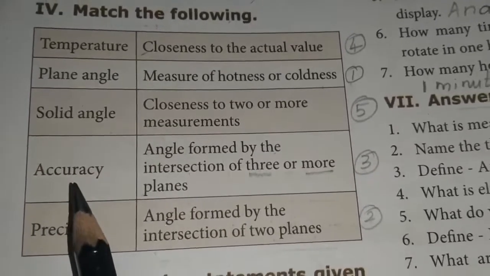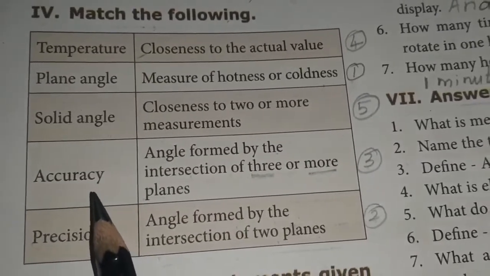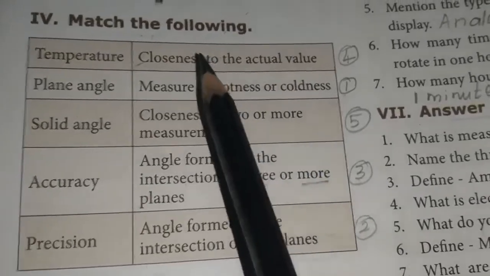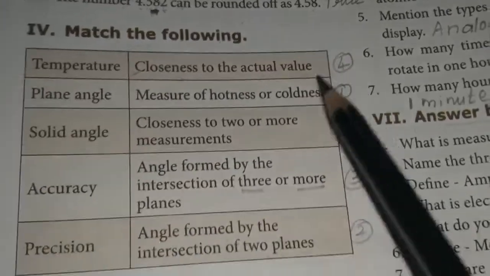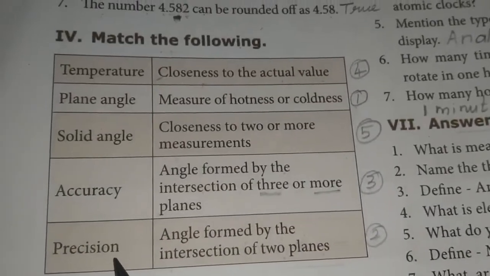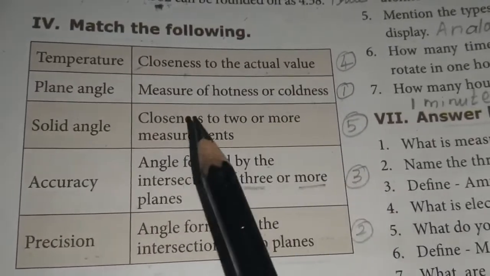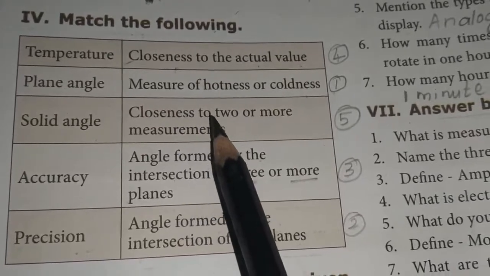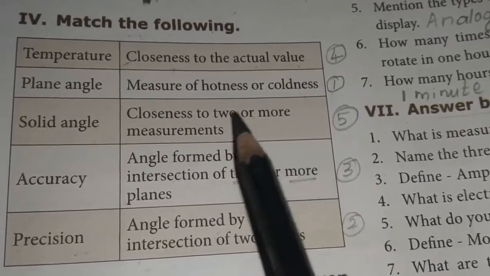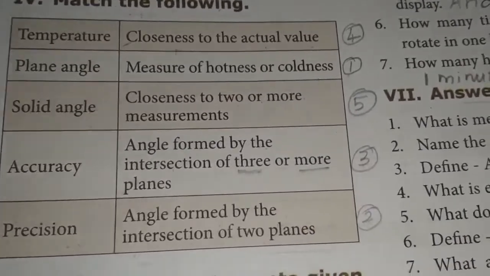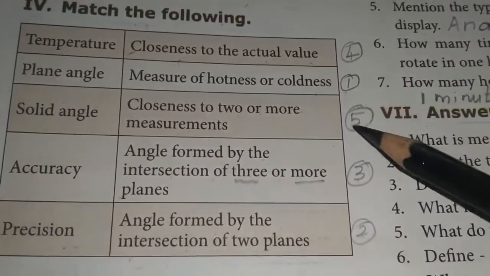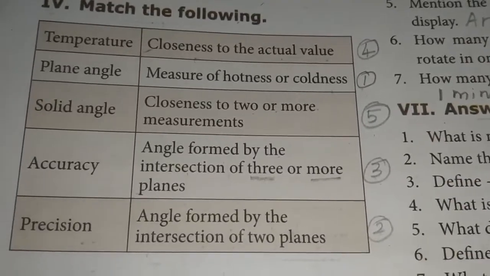And then fourth one, accuracy. Accuracy is the closeness to the actual value. And then precision. So precision is the closeness of 2 or more measurements. 4, 1, 5, 3, 2.